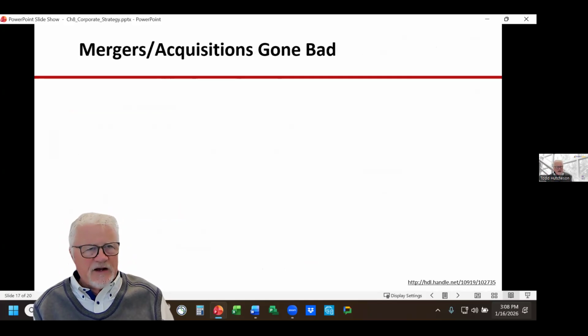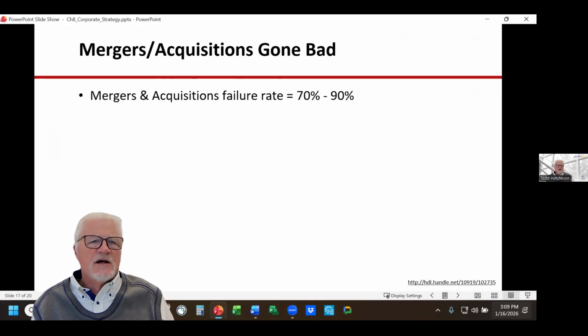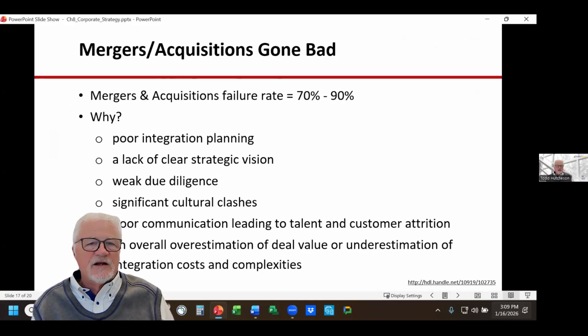Mergers and acquisitions gone bad. Sometimes these things don't work. Typically, it's not necessarily because the idea was bad. It generally was because the execution was bad, specifically in the early information gathering stages. Mergers and acquisitions fail 70 to 90% of the time. And here are the reasons: poor planning, lack of a clear vision, weak due diligence. That's a big one, where we haven't uncovered enough information about the company to understand how it's going to fit. Significant cultural clashes happen, poor communications happens, overestimation of the deal value.